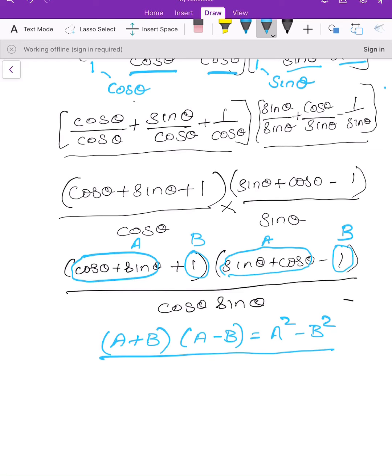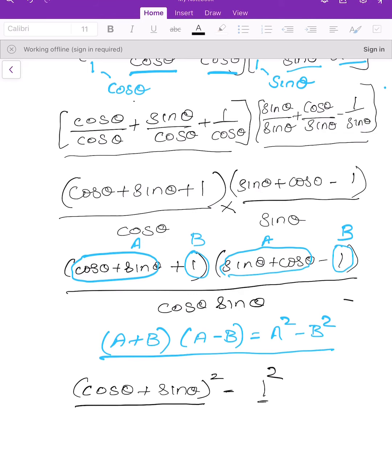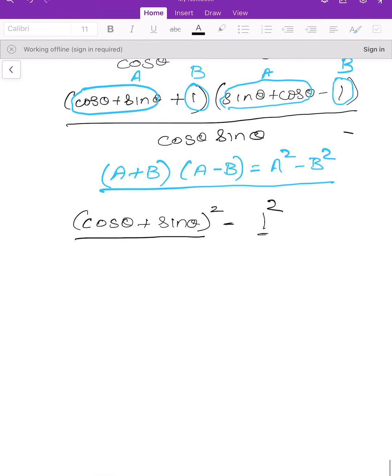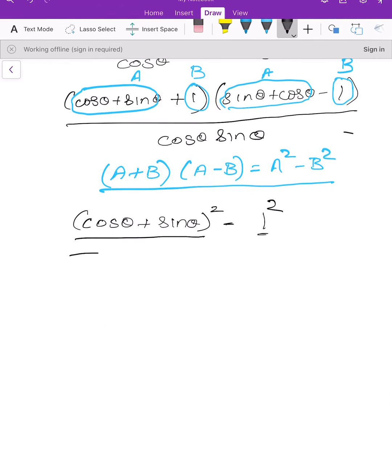So I'll write it as A square minus B square. Cos theta plus sin theta is the same as sin theta plus cos theta. So it is cos theta plus sin theta the whole square minus 1 square. The denominator will remain the same, cos theta sin theta.